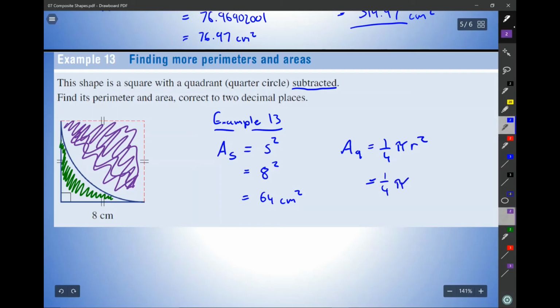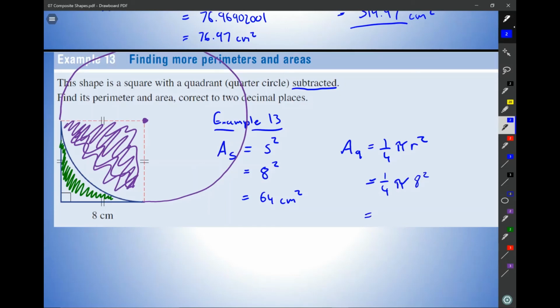Now we need to work out our radius. If you imagine this circle is extended to its full, and this is the middle here, the radius of the circle now is just the length of one of the sides of the square. So the radius of the circle is just going to be 8 centimeters. And we pop this in our calculator. We end up with 50. Then we round it off.